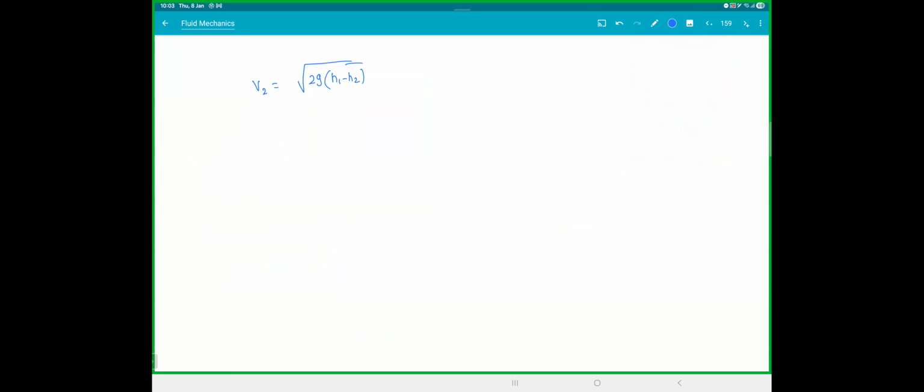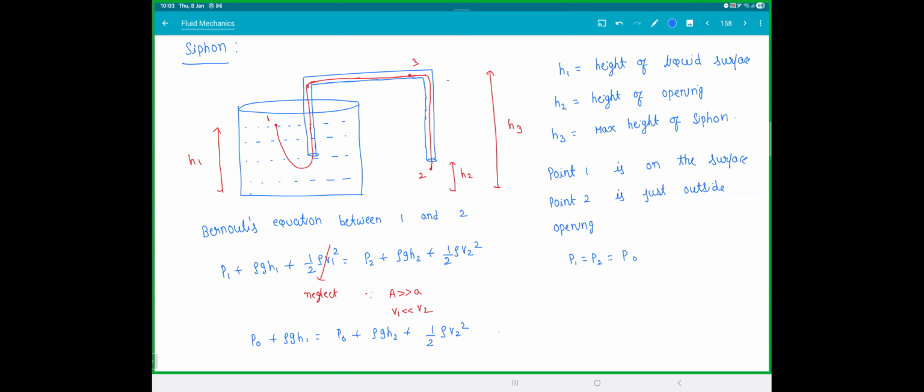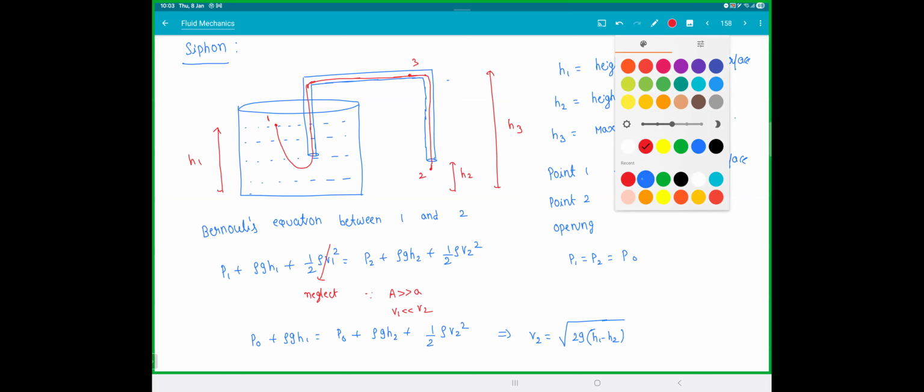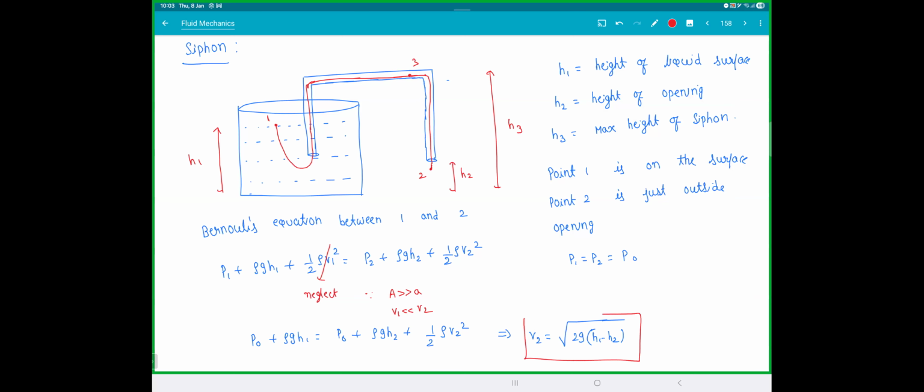Kind of the velocity of efflux formula, isn't it? I can write here only: V2 is equal to root over 2g (H1 minus H2). It's a simple idea. As long as the height of the liquid is higher than the height of this opening, liquid will keep coming out. Obviously, liquid is happy because it's going to a lower potential energy state. Is that clear, everyone?